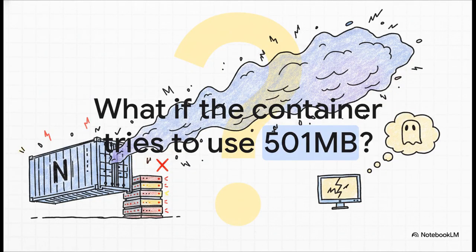But of course, this naturally raises a pretty suspenseful question. What happens if the container just disobeys? Let's say our Nginx container gets hit with a massive, unexpected spike in traffic, ignores the rules, and desperately attempts to use 501 megabytes of RAM. Does it crash the server? Does it just fail silently?